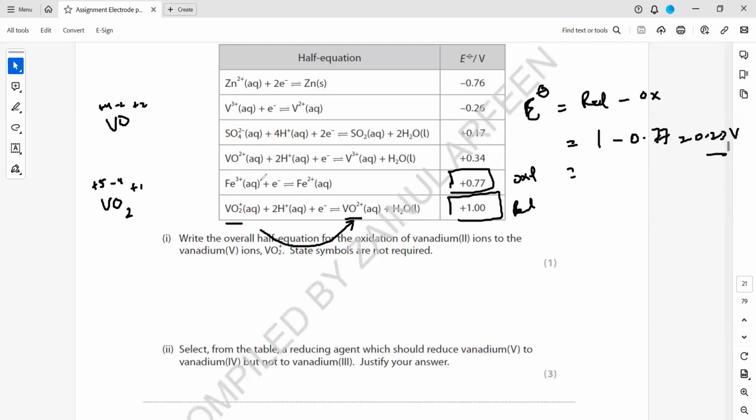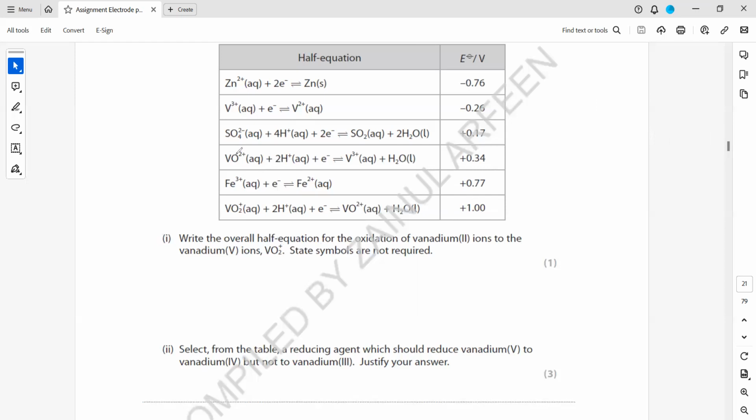So iron 2 will react with vanadium 5. Vanadium 5 will turn into vanadium 4, and iron 2 will turn into iron 3. And we don't want the 4 to convert further. In the question, they are saying it will not convert vanadium from 4 to 3. So which equation involves vanadium 4? This equation involves vanadium 4, because VO with a charge of plus 2, each oxygen is minus 2, so vanadium is plus 4. So this is a conversion of vanadium 4 to vanadium 3. In the question we have to deduce the reducing agent which will reduce vanadium 5 to 4, but not 4 to 3.